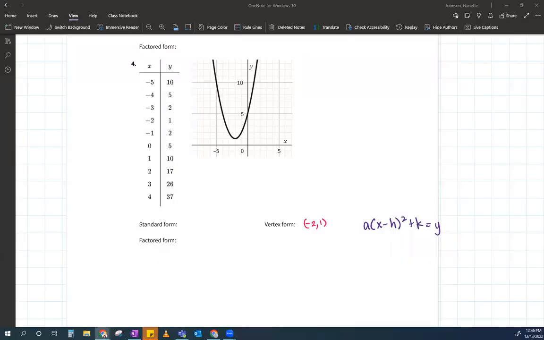So I gave you some time to check. You should have put your vertex in as (-2, 1). I'm just going to copy all that down.